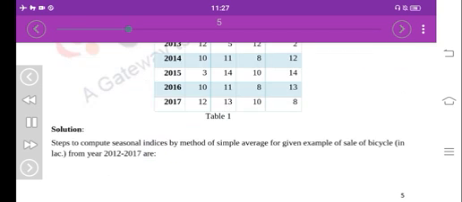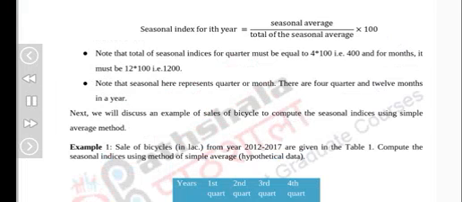Next, calculate seasonal indices for different years by expressing quarterly, monthly, or seasonal average as a percentage of the total average of the quarterly, monthly, or seasonal averages. Seasonal index for the ith year equals seasonal average divided by the total of the seasonal averages, times 100. Note that the total of seasonal indices for quarters must be equal to 4 times 100, i.e. 400, and for months, it must be 12 times 100, i.e. 1200. Note that seasonal here represents quarter or month. There are 4 quarters and 12 months in a year.